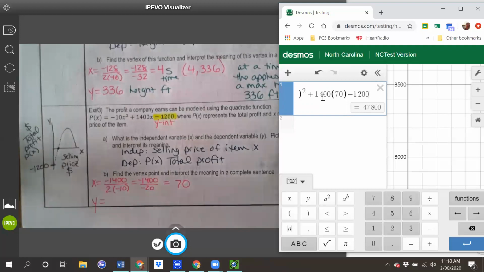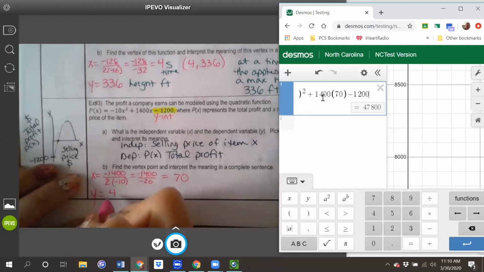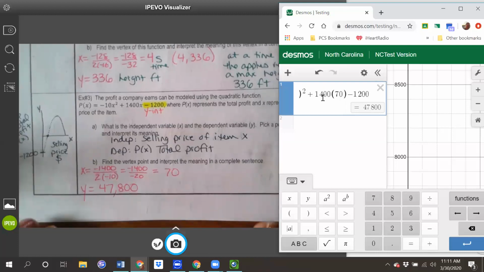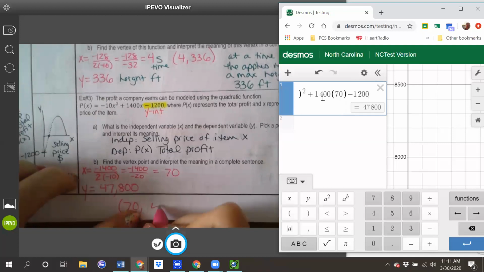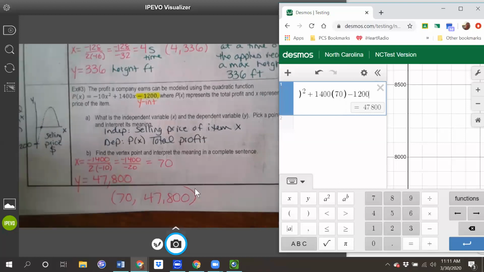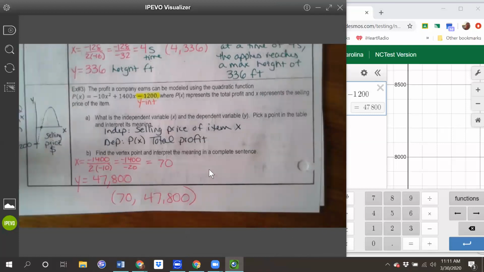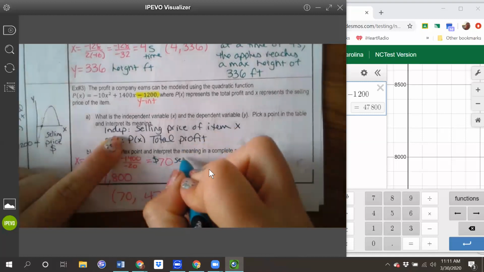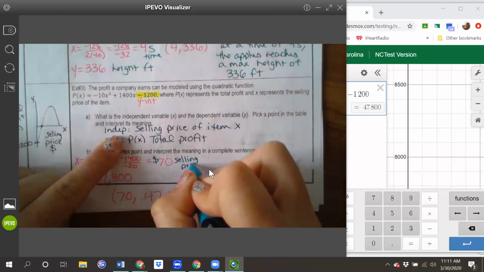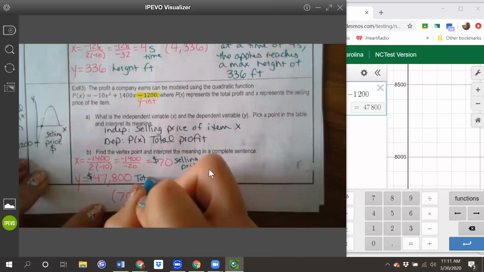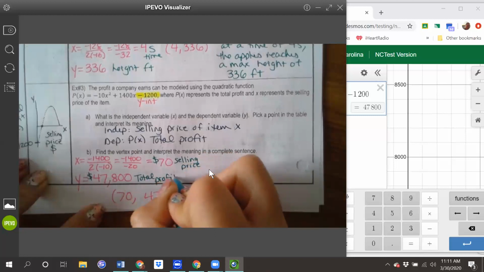Okay, so the good news is that I can just go back to algebra, because algebra always works, and that is going to give me a y value of 47,800. So that means that we have a vertex of 70, 47,800, and now I need to write this in a sentence. What does that mean? Well, what does X mean? X means the selling price of your items, and Y is a dollar amount, and that is your total profit.